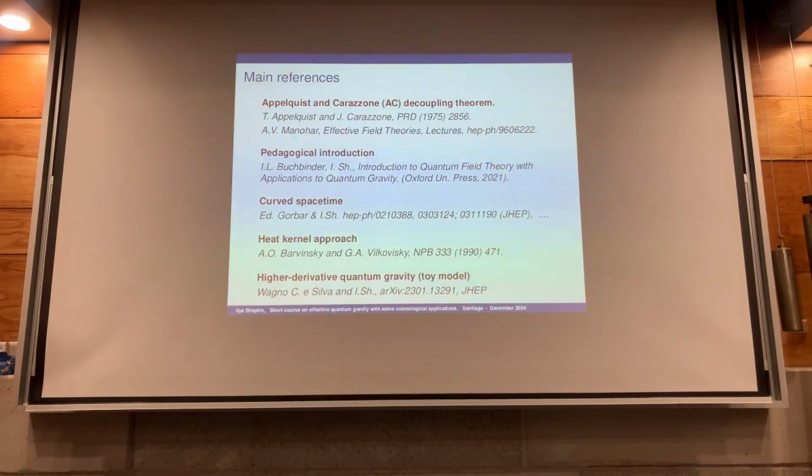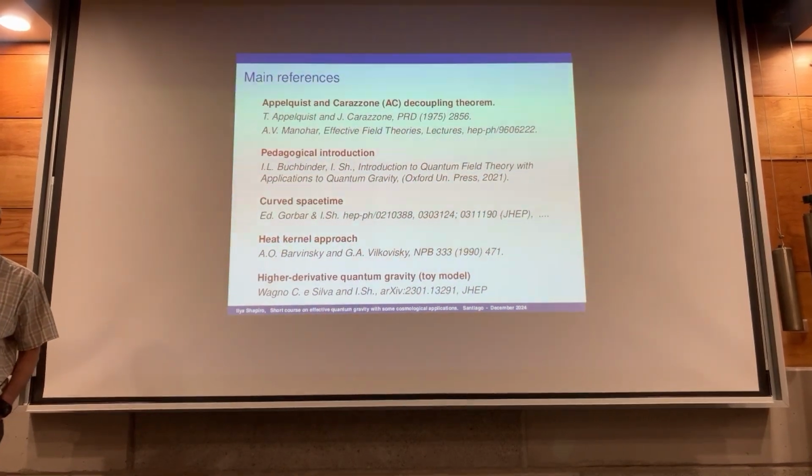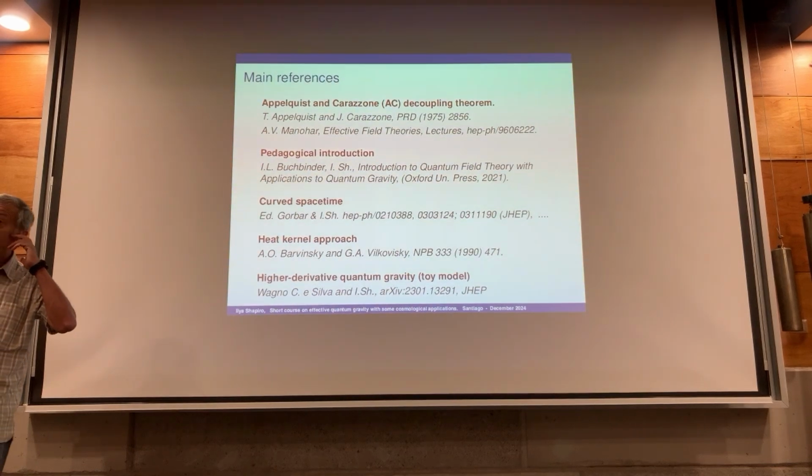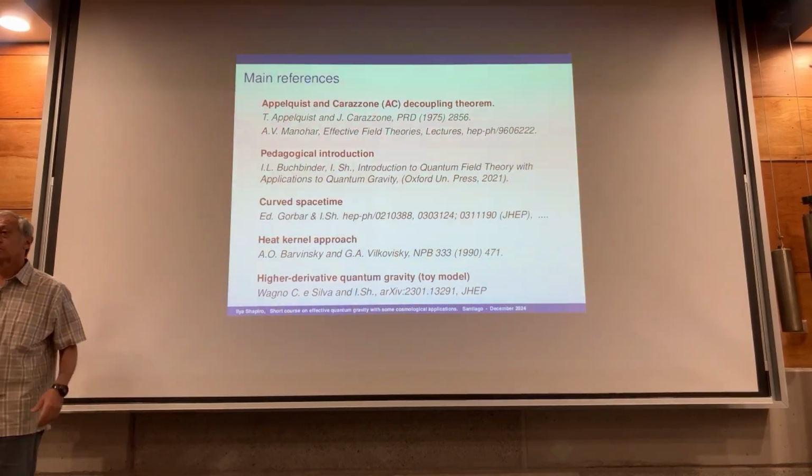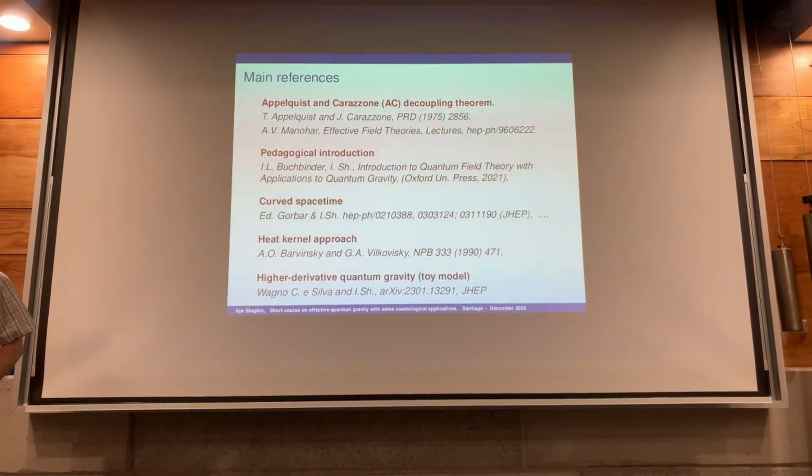So, first of all, what are the references? The classical reference about decoupling theory is Appelquist and Carazzone, 75. They formulated this decoupling theorem for QED. It is a very famous paper. Actually, if you take textbooks like Berestetsky, Lifshitz, Pitaevsky from the 60s, it is older, and I think in some form it is there.